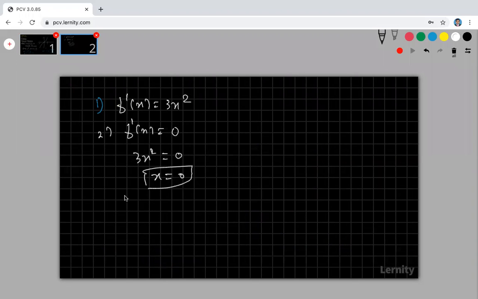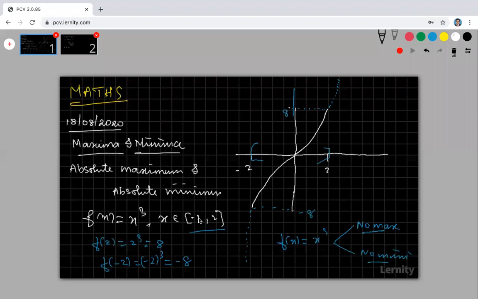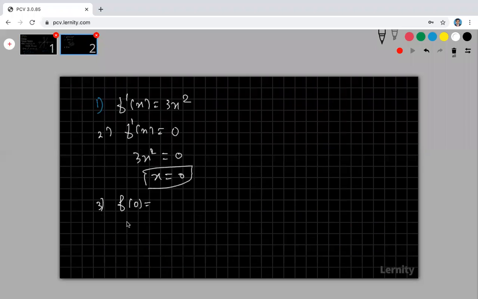My third step is to find the value of f of x at x is equal to 0. Similarly, find the value of f of x at x is equal to minus 2, and at x is equal to 2. That means you have to find the value at the critical point and at the endpoints of the given interval. My f of 0 is 0, my f of minus 2 is minus 8, and my f of 2 is plus 8.